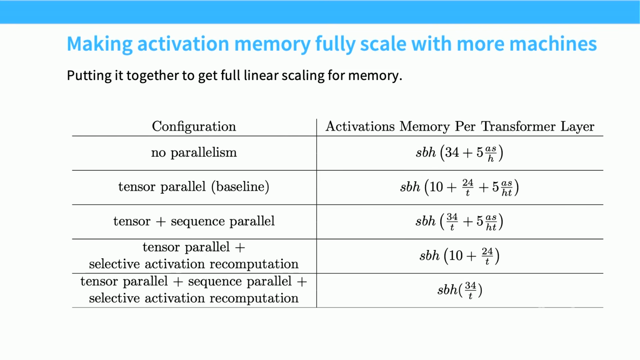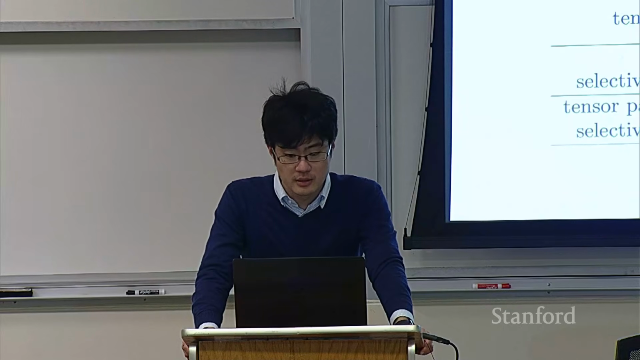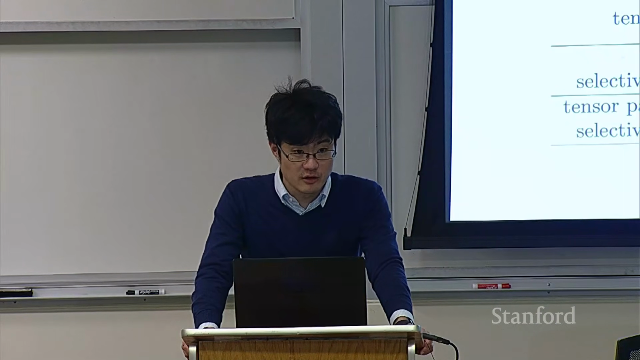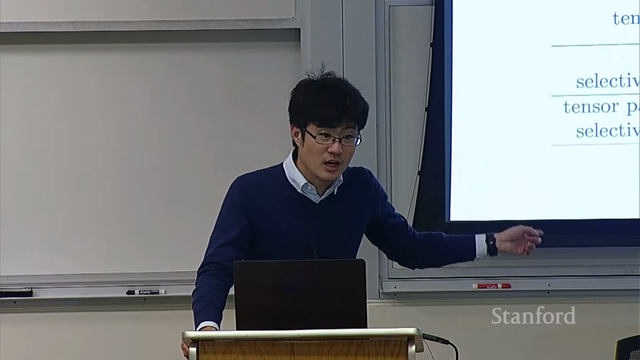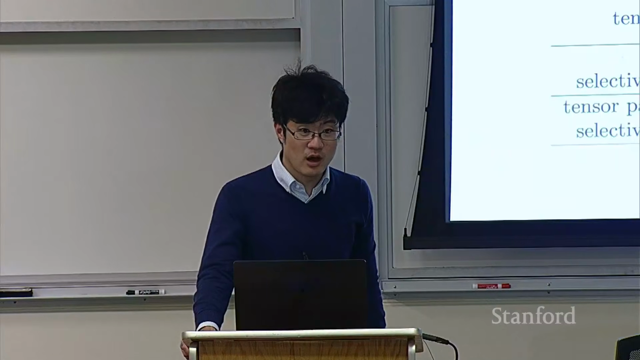24 over T is the MLP part. 24 over T is the MLP part. And the MLP part cannot be optimized through the recomputation. You can recompute the MLP as well. Like you can do a lot more recomputation than what is listed here. But recomputation beyond what is listed here is very computationally expensive.